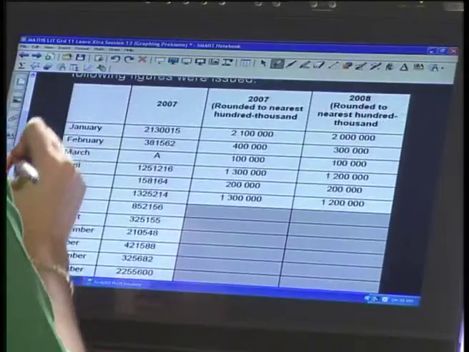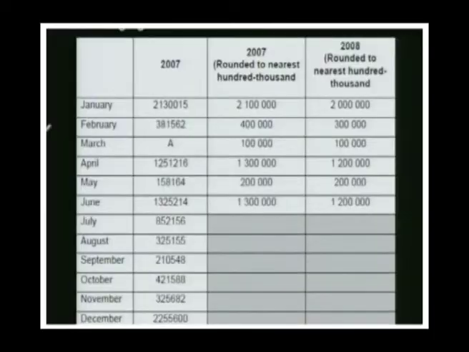I'm going to do a few with you and then leave you to complete the rest of your bar graph by yourself. So let's first of all look at January 2007. Now remember, in the question we've been told to look at the values which are rounded to the nearest 100,000. And over here in 2008 we've also got values rounded to the nearest 100,000, and this question has very cleverly only given us the first 6 months of each, so that we only use those values.